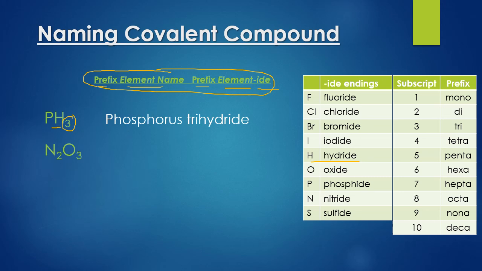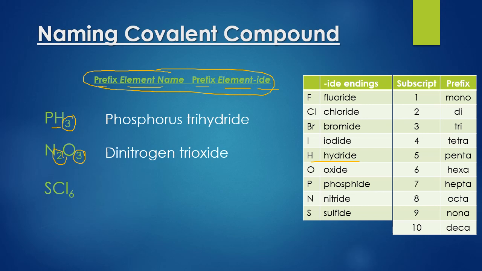The next example, so there are 2 nitrogens, so the prefix is going to be dinitrogen. The second element present, oxygen, there are 3, so it would be tri, and then oxide for that -ide ending. Notice the -ide ending is only on the second element present.